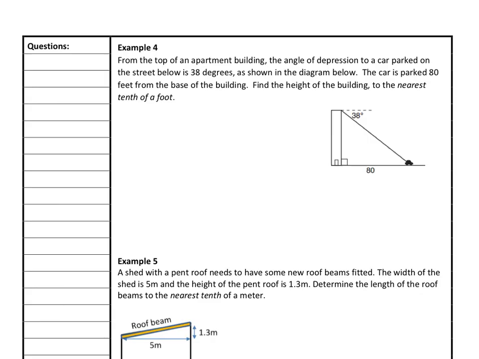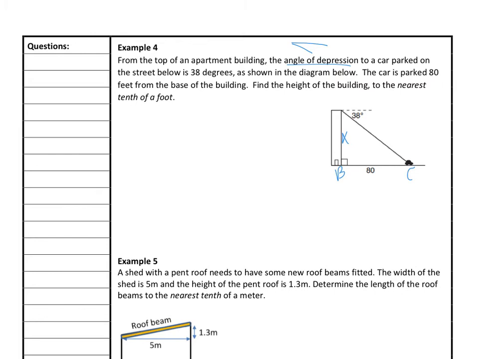Okay, so in this problem here, we're looking at the top of an apartment building. The angle of depression, remember that means look out and then look down, is 38 degrees. Sorry about the bell. To a car that is parked on the street below as shown in the diagram. The car is parked 80 feet from the base of the building. So here's your car and here's your building. Find the height of the building, say x, to the nearest tenth of a foot.